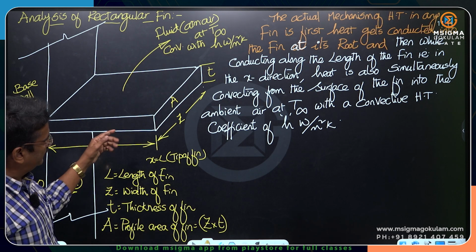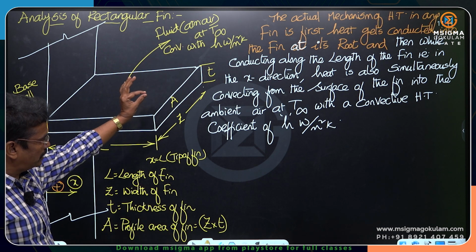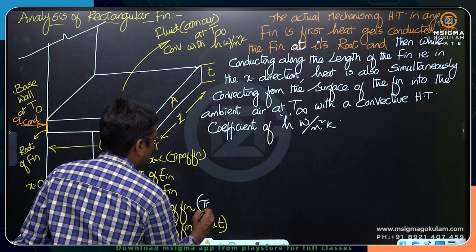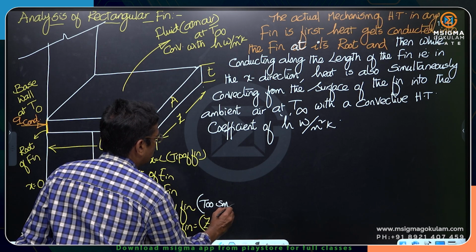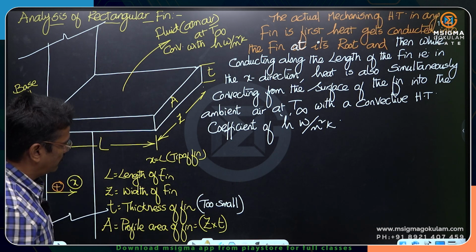Okay, this is a length, this lateral dimension is called Z, and this is the thickness. T is too small. More correctly, the thickness of the fin is very, very small, maybe a few mm, very small or too small.